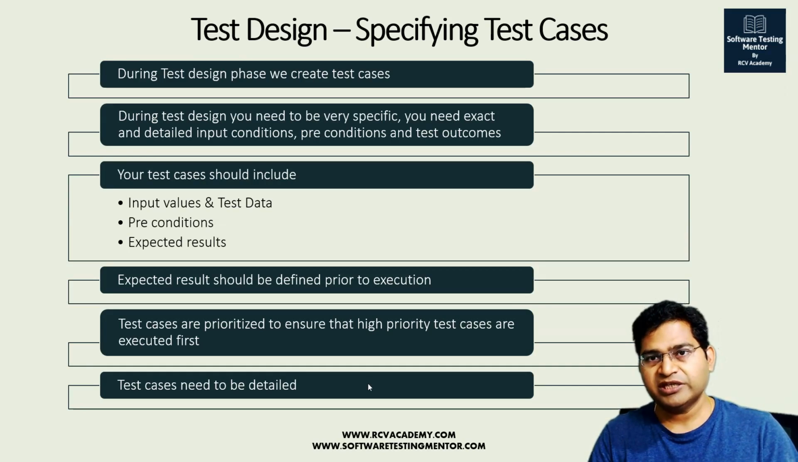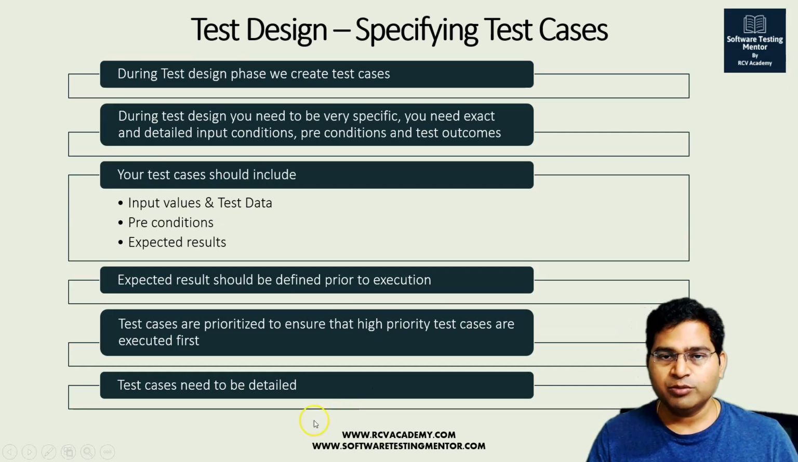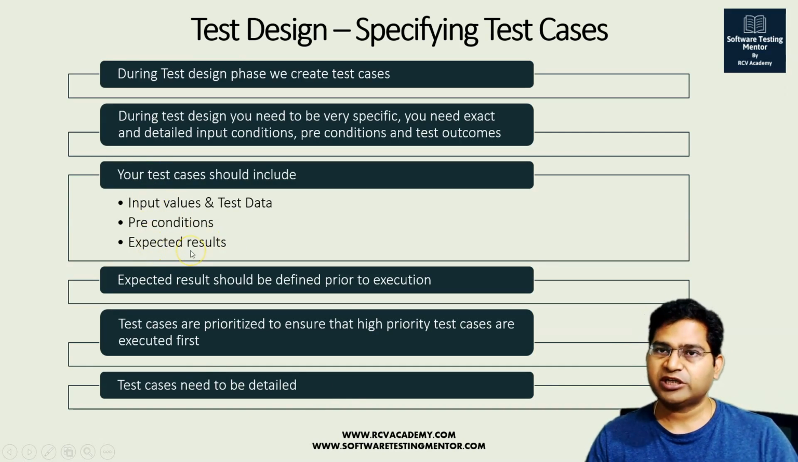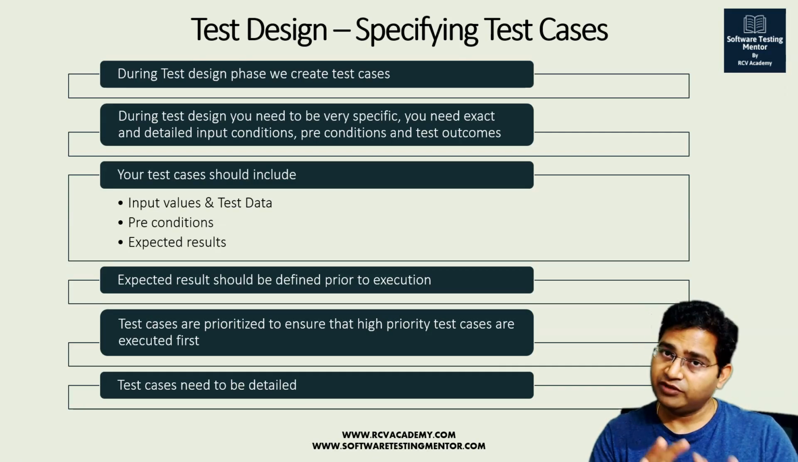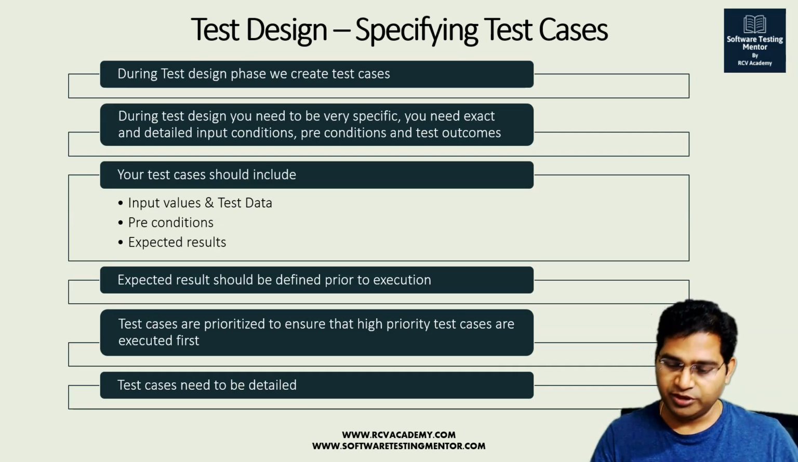User opens this page, enters this data, so test data needs to be there. What happens, right? So input values, test condition, preconditions, expected results, all of these need to be clear. Expected results should be defined prior to execution, right? And test cases are prioritized to ensure high priority test cases are covered. And test cases need to be detailed. In very formal approaches, they need to be very detailed.